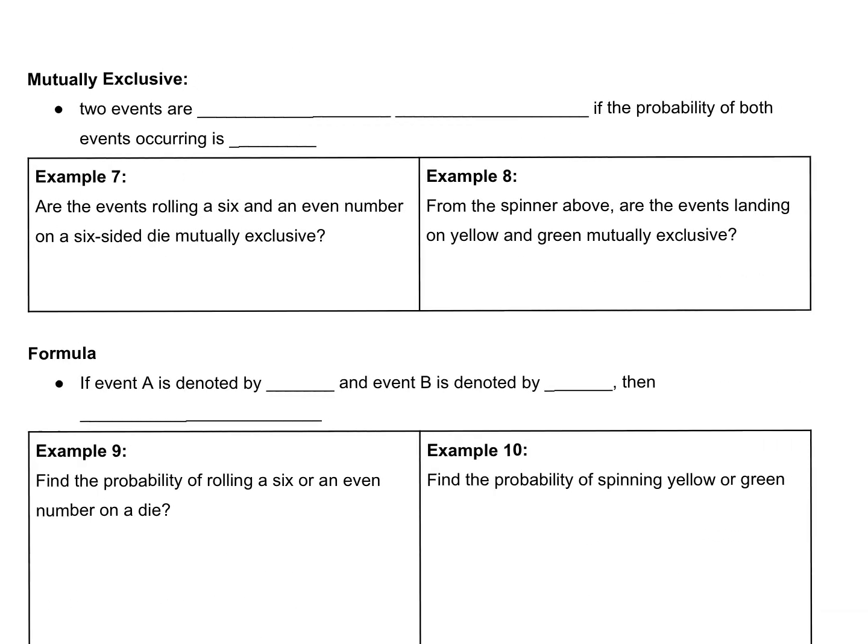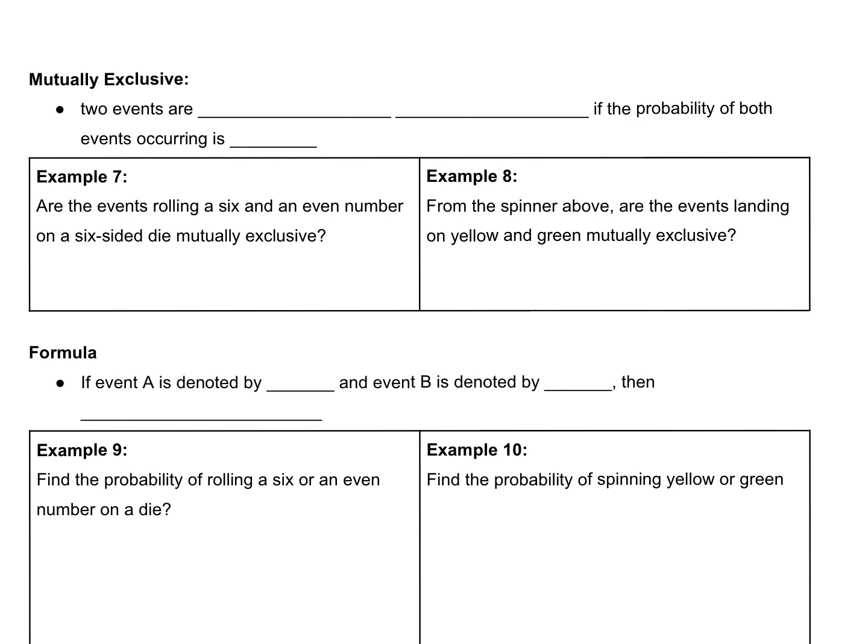Now we're going to talk about mutually exclusive. So this again has to do with multiple events. So two events are mutually exclusive if the probability of both events occurring is 0. So what that basically means is two events can't happen at the same time. So you're asking yourself, if I do a single thing, can those two things happen at once?